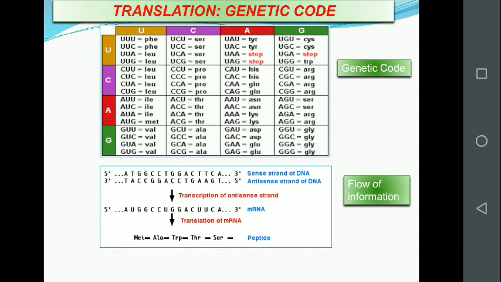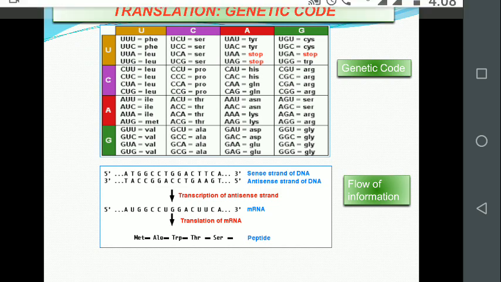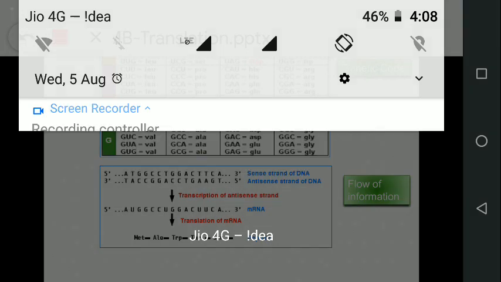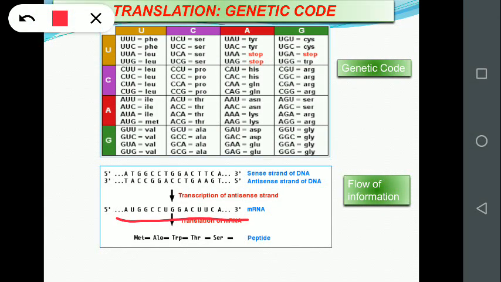In this slide we have one mRNA molecule, and this mRNA molecule is being translated into a peptide. In this peptide we have specific amino acids. Starting from AUG, the first three nucleotides AUG code for methionine, and the next three nucleotides, GCC, code for alanine. After GCC you have UGG.